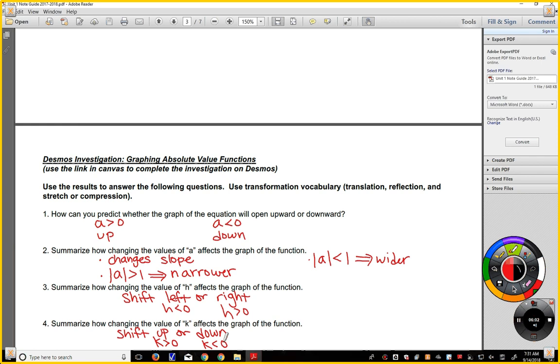Is everybody okay with the values of each of these things and how they affect the graph after what you saw yesterday in your investigation? Yep. Okay, when I move the screen, it's going to change this. Does anybody need anything else on here? Okay. All right, so let's just look at an example.